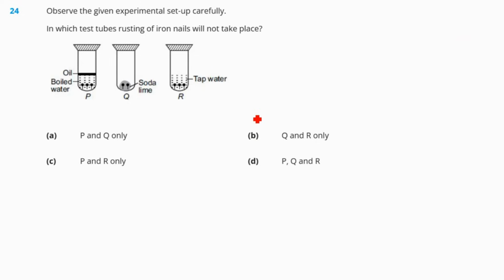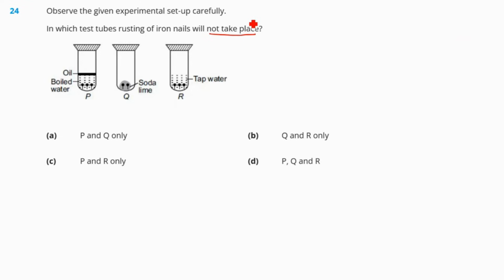Question number 24. Observe the given experimental setup carefully, in which test tube rusting of iron nails will not take place. So here oil is there, boiled water is there, and inside, the iron nails are present. In the second one, Q, iron nails and soda lime are present, and in the third one, tap water and the iron nails. Okay. In which test tube rusting of iron will not take place?